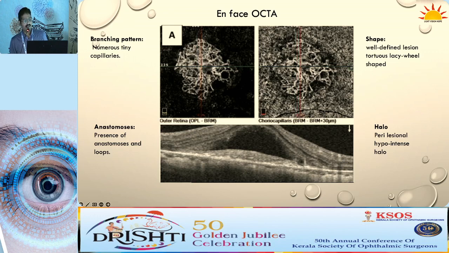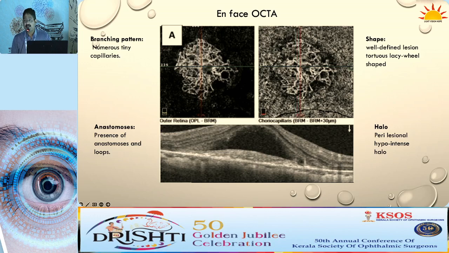If you see over here, you can see multiple tiny capillaries. They will usually have a well-defined shape with tortuous lacy vessels. And in anastomosis, you will see multiple anastomoses and loops over here. Now, you also see this. This is the most important thing which I look for in my OCTA in case of CNVM. That is the perilesional halo.